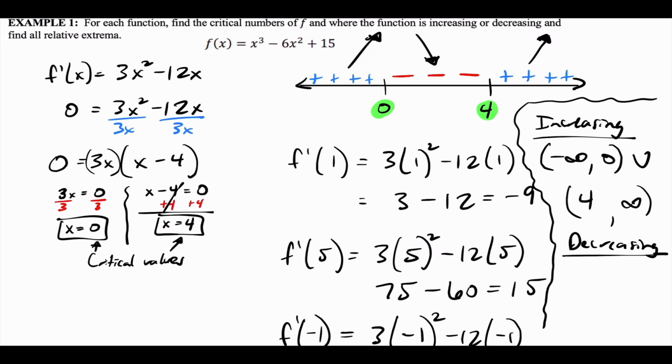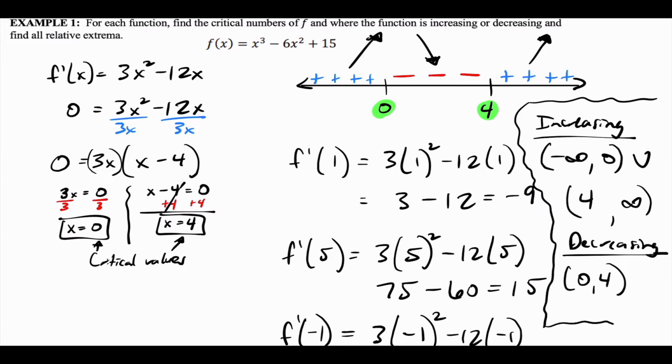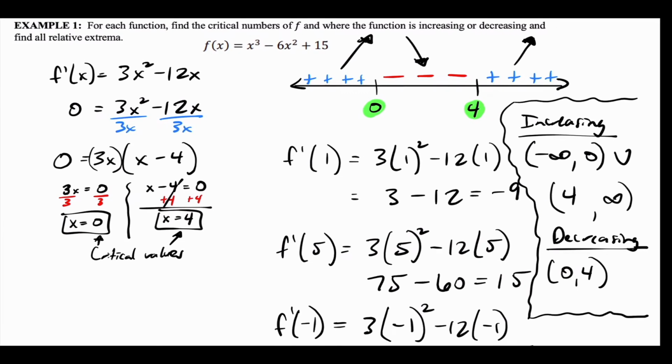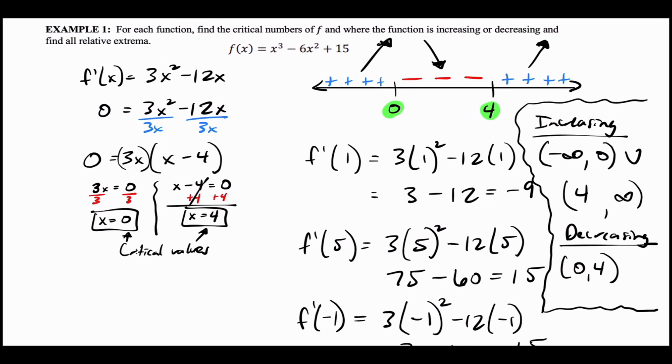Where is it decreasing? 0 to 4. Okay. 0 to 4. Last question. Find all relative maximum and minimum. So now I have to determine whether it's a maximum or minimum. Is 0 a maximum or minimum?